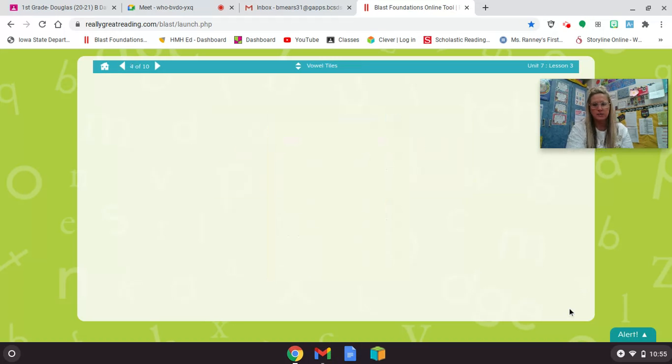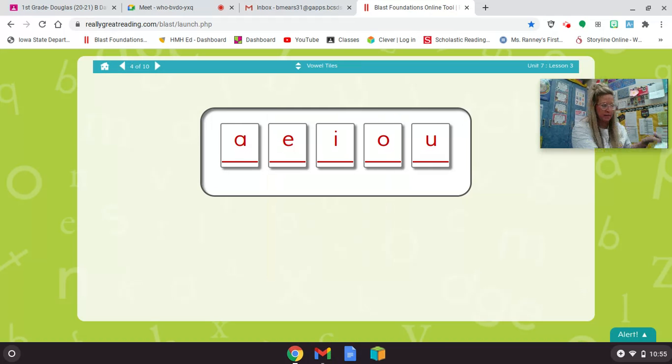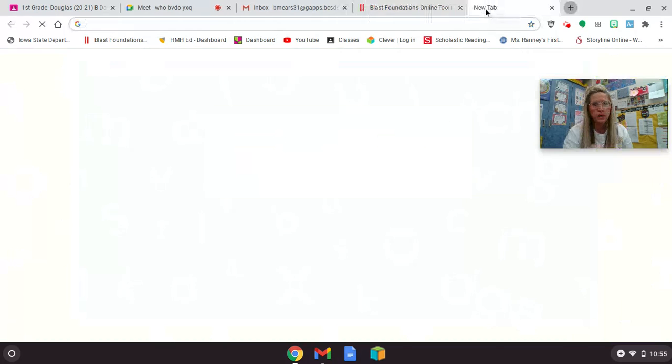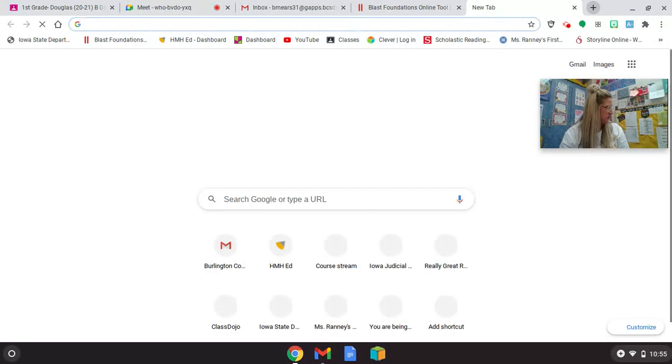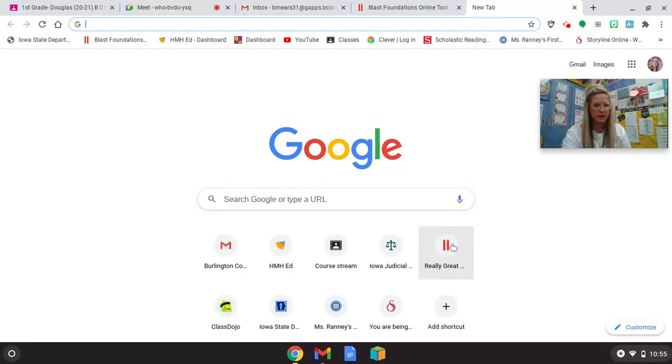Now we are going to practice building some words today with the short vowel sounds, okay? Ariel, you are going to go up to the top of the page. If you see my mouse, see how I have that plus sign up there on the very top bar? And then it says new tab. So you'll click that plus sign. And then a new window will open up. Does it look like this, a new window? And then if you come down here, you probably can see really great reading. Do you see it? Okay, click it.